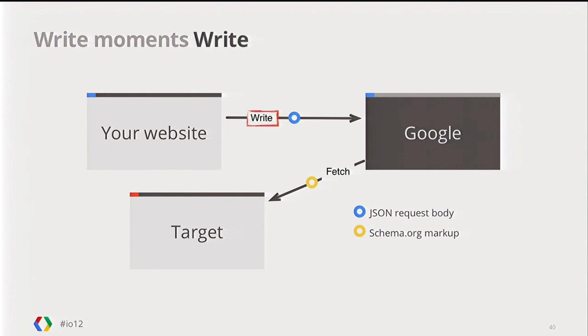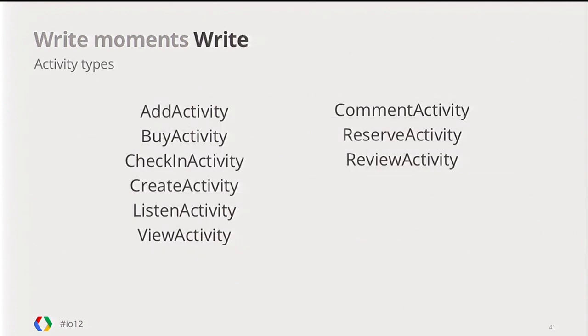Let's start with the write step. These are the different activity types, right? It's a pretty short list. This is what we're starting with. And one of the things that we definitely want feedback on is what are the activity types that are missing, that are essential to you and your website. And in fact, if you go to our documentation, we have an issue tracker where you can submit moment types.